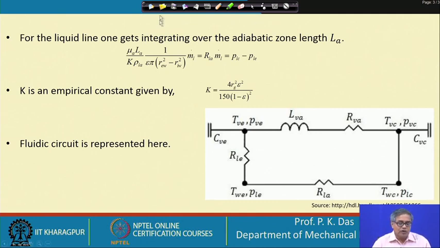So, now for the liquid line we have to get the equation, as we have got earlier for the other lines. Here we bring in some sort of a resistance K. K is an empirical constant. For the liquid line you have to see that the flow is through the porous structure. So, this is how we can bring it in.